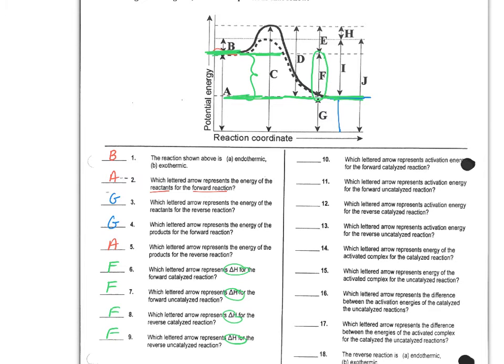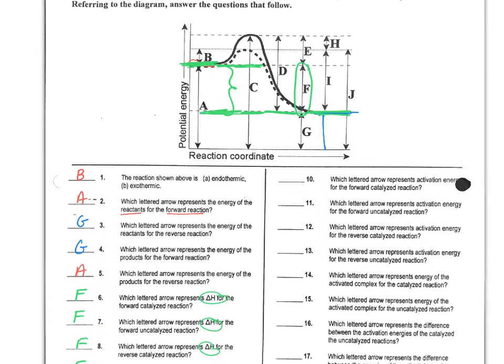Okay, for number 10, I'm going to get rid of some of this other stuff. Which lettered arrow represents activation energy for the forward catalyzed reaction? So activation energy is the hill that has to be climbed in order for the reactants to do something. So if we're talking about the forward reaction, we're starting at the left. We're talking about catalyzed, so we're following our dotted line path. So the activation energy is the hill that has to be climbed, starting at the left and climbing the dotted hill, which is just to here. So that interval would be letter B.